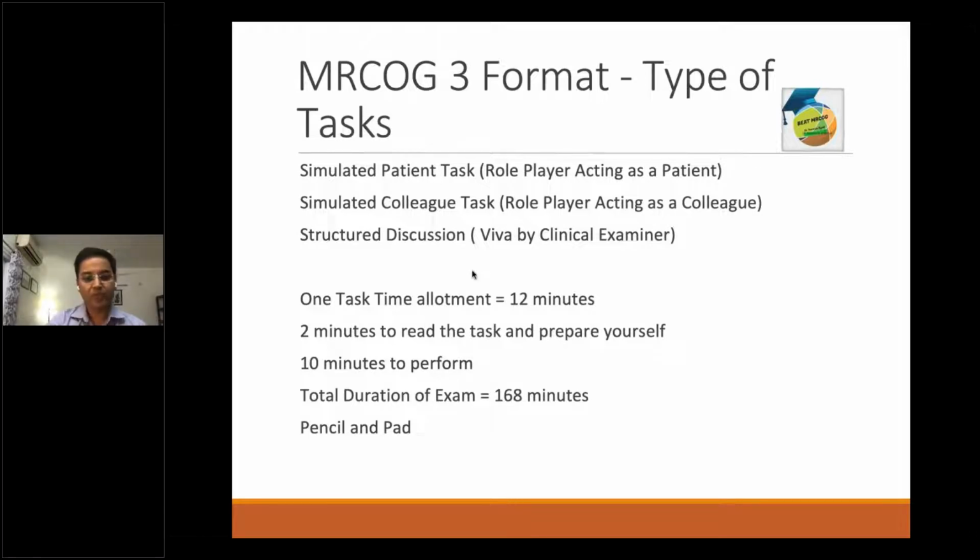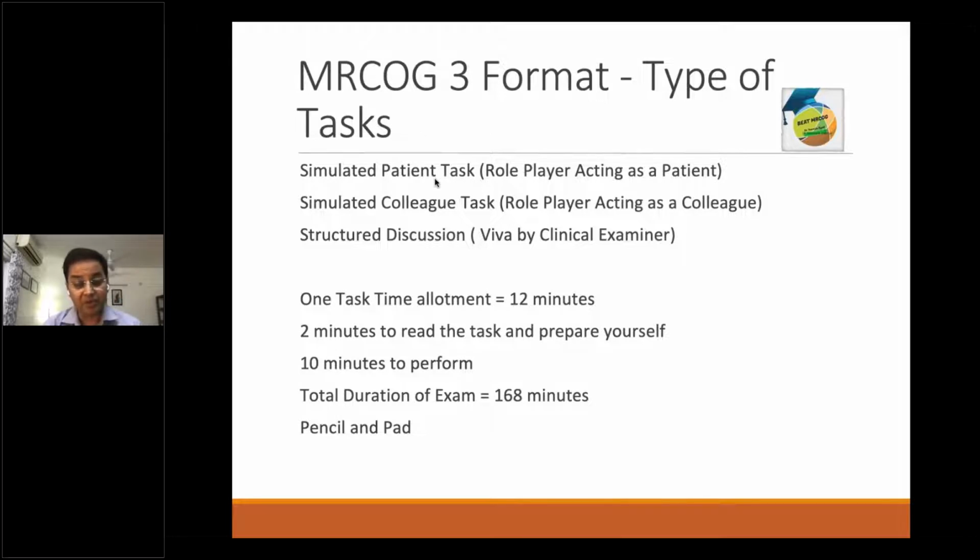Okay, the type of task first. There are mainly two types of tasks: the simulated patient or simulated colleague task, and the structured discussion. As I said, 12 minutes is allotted for each task, 2 minutes to go through the instruction, which is outside the booth. If you're appearing face to face, you will have 2 minutes to go through the instruction. There will be a pencil and pad; you can note down the important points if you want to. Then a buzzer will sound and you will have to enter the booth, and then you have 10 minutes to perform.